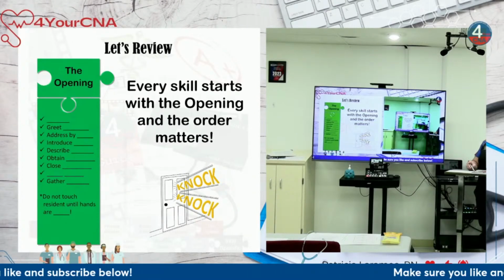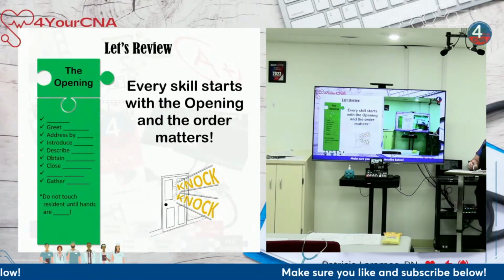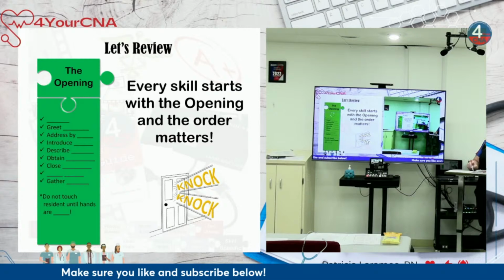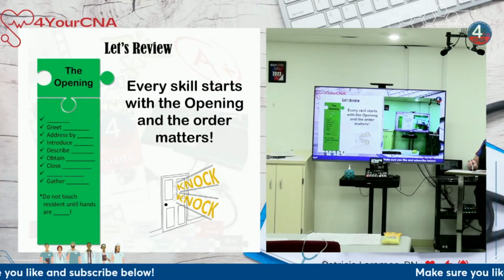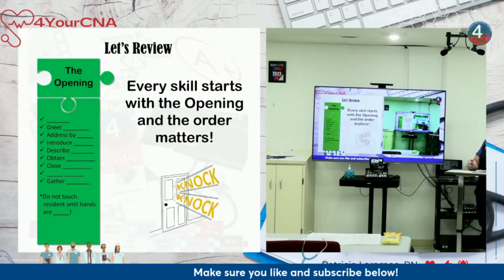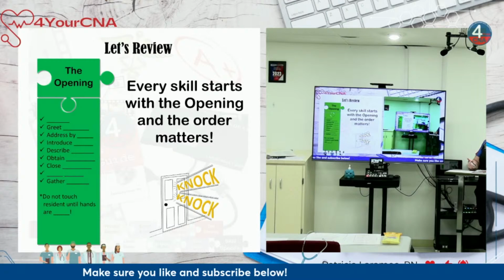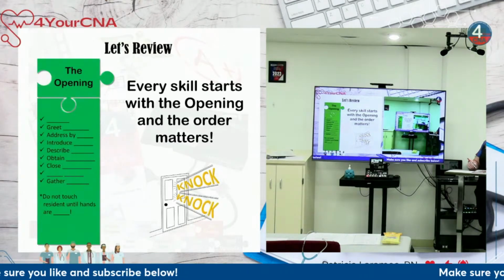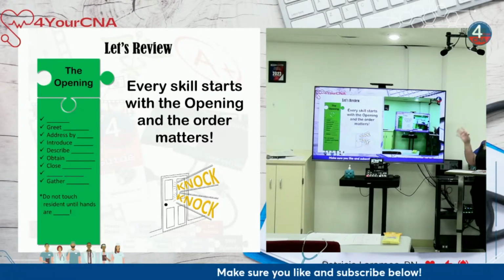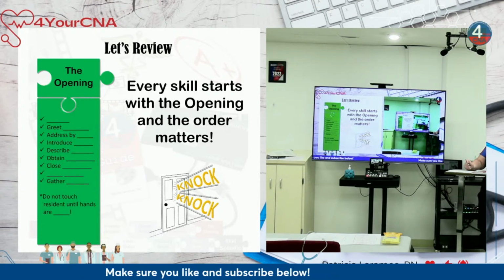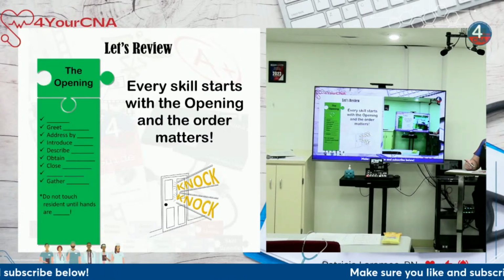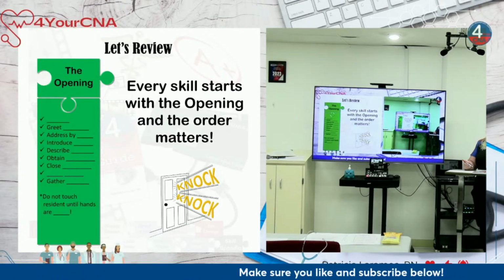Every opening starts with a knock. How do we know we have the right patient? Okay, we address them by name. Very good. And we're going to greet them because we're nice people. What do they need to know about us? Your name and title. And what are we going to describe to them? The skill. And what do we need to get from them? Consent. Once we've done all of that, what do we close? The curtain. And after we've closed the curtain, what do we do? Wash our hands.